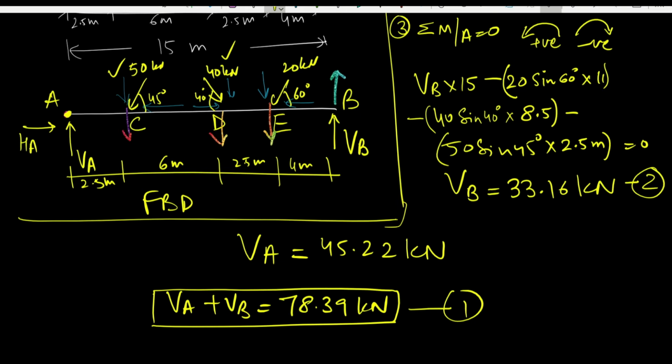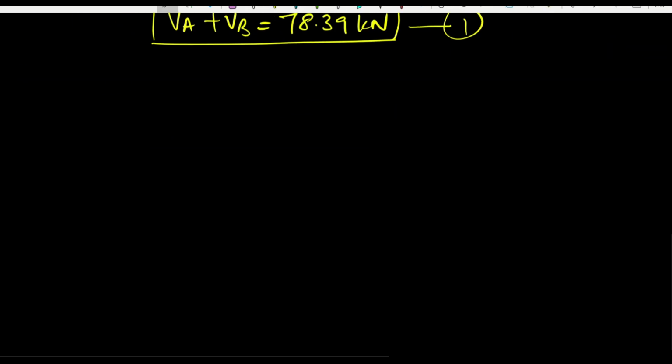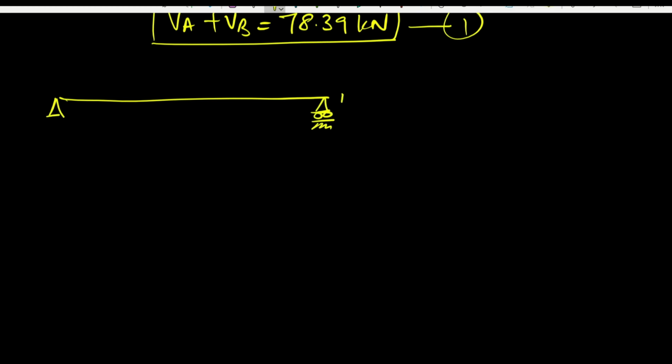Let us solve one more numerical. So the next numerical is of uniformly varying load. A simply supported beam is given to us, and A is hinged and B is roller, and the portion AC is subjected to UDL and a point load.